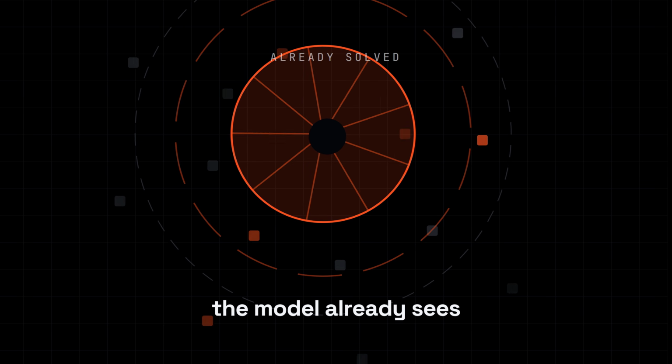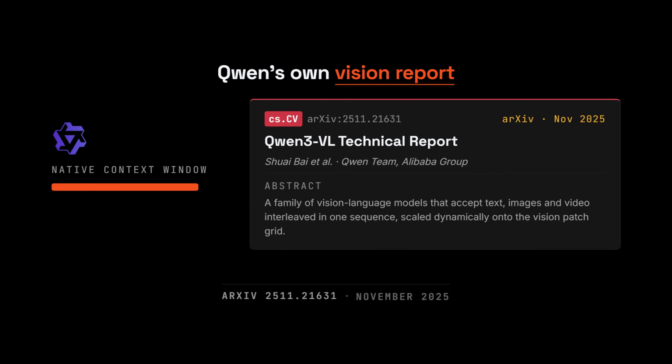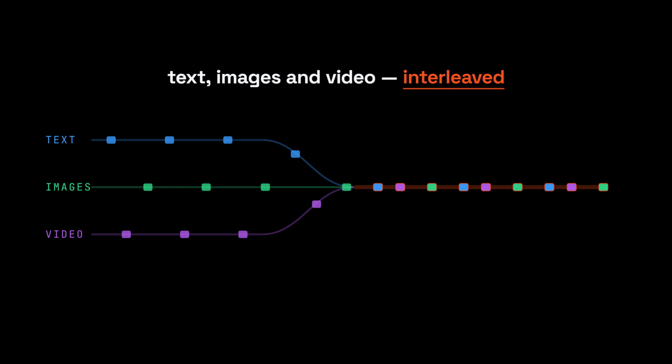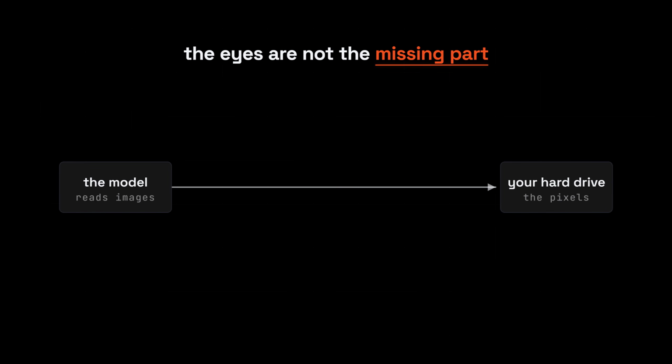and read them well. Qwen's own vision report, first author Shuai Bai, describes a native window of 256,000 tokens, text, images, and video interleaved. That report went up in November of 2025. Sight was already solved. So the eyes are not the missing part. Something between the model and your hard drive is throwing the pixels away.